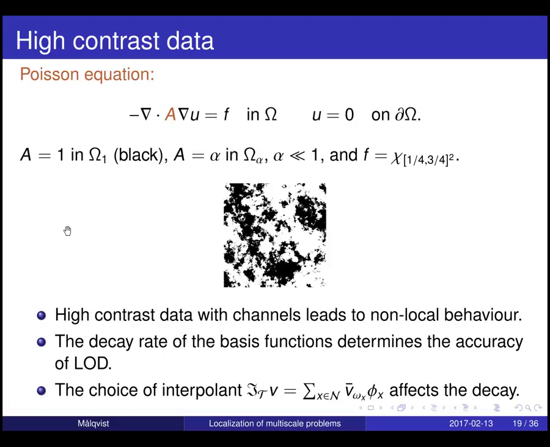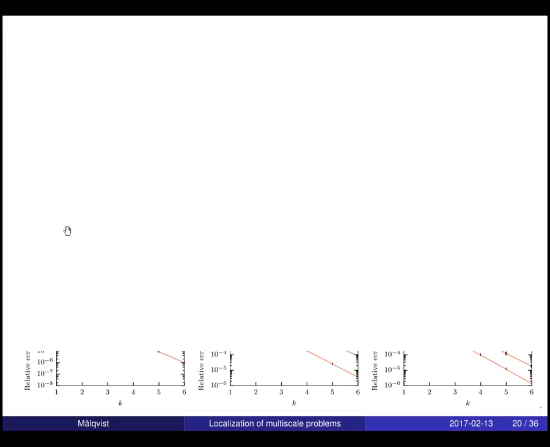Now I write this in a slightly strange way, perhaps, but the interpolant of V is a linear combination of the piecewise linear basis functions, and then there is some average taken here. It could be the Clement interpolant, for example. It could then be the average on a vertex patch. So this is just what I mean by this notation. And I will talk about different ways of taking this average and what effect it has on the decay.